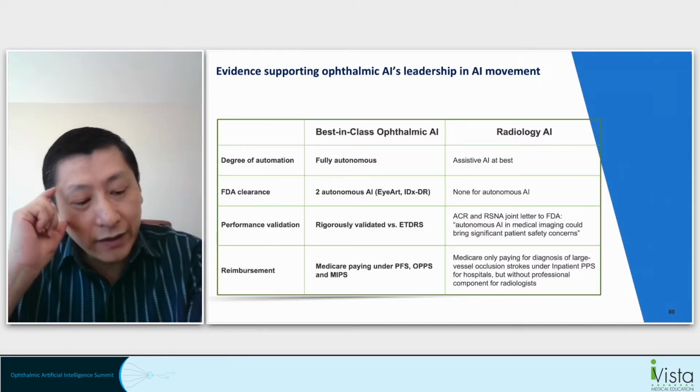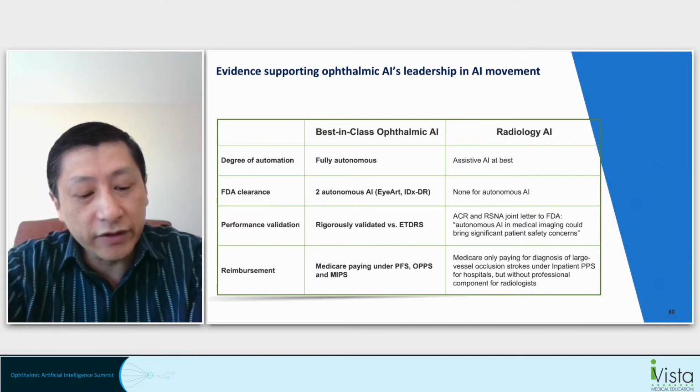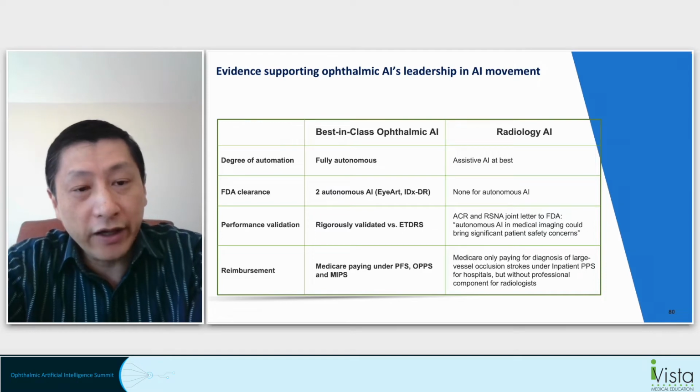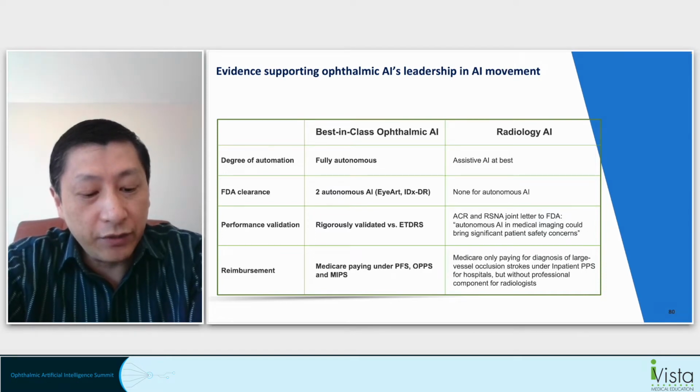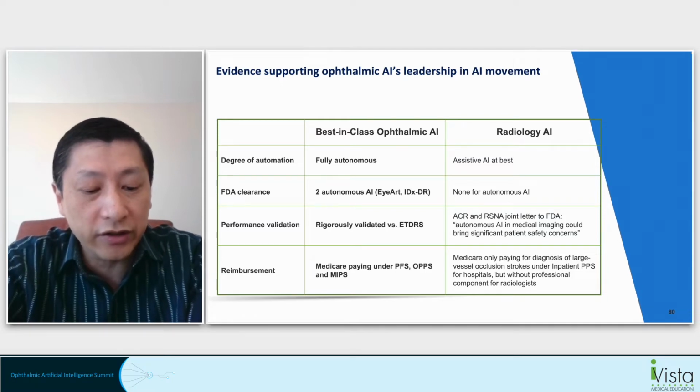Here on this slide, I'm contrasting some obvious differences between the best-in-class ophthalmology AI and the radiology AI. First, on the degree of automation, actually 2 ophthalmology AI technologies had already been cleared by the FDA. That is the IDx-DR technology and the IR technology. And none of the radiology AI technologies had reached this level of automation cleared by the FDA.